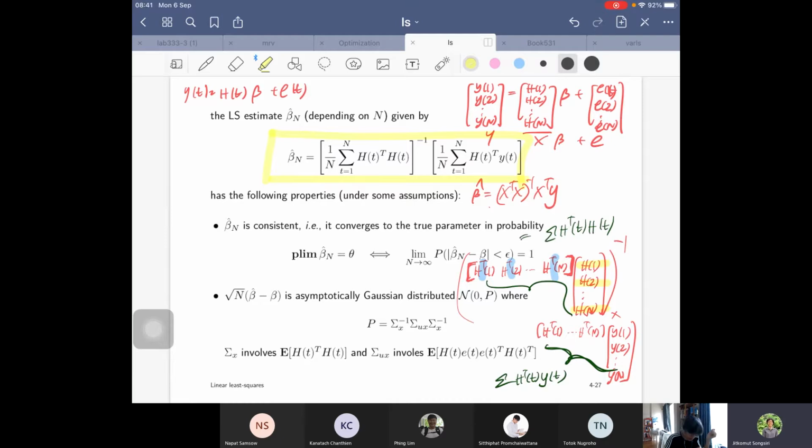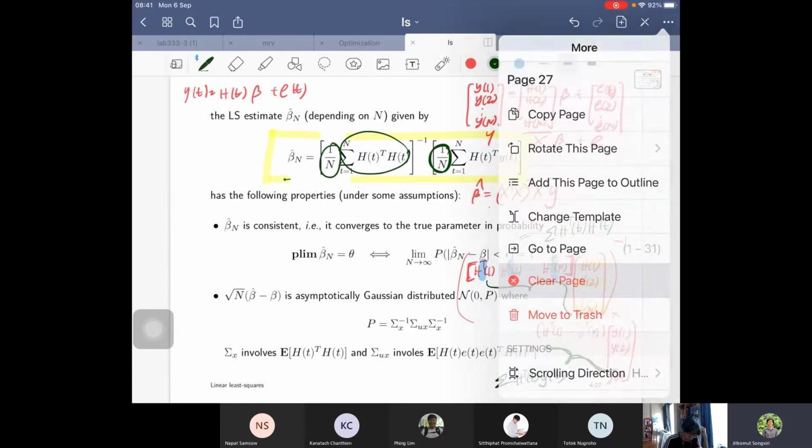The constant 1 over n here is being introduced, and of course it's going to be cancelled by the 1 over n here. It doesn't change the form of beta hat, but the 1 over n is put there to get the sense that it is a summation over n terms, and then you normalize by the number of samples.